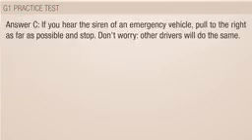Answer C. If you hear the siren of an emergency vehicle, pull to the right as far as possible and stop. Don't worry, other drivers will do the same.